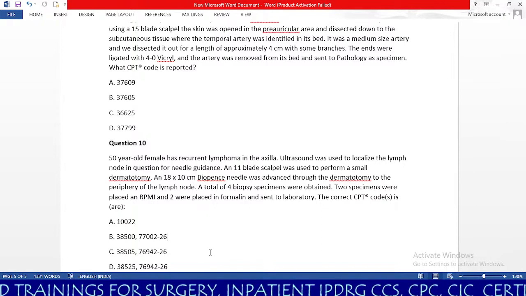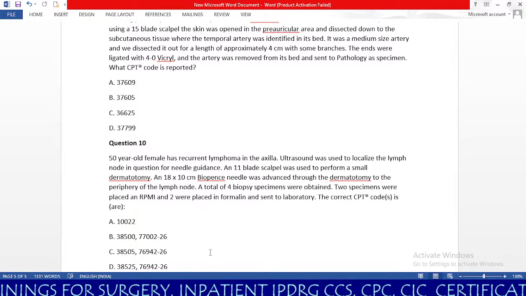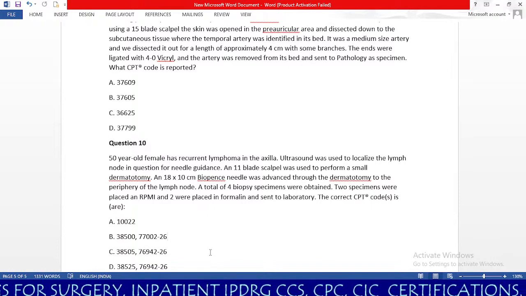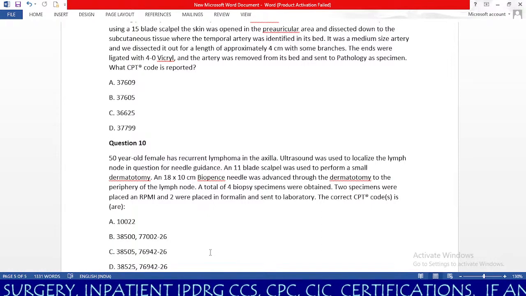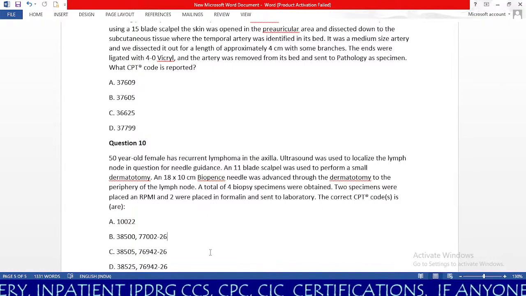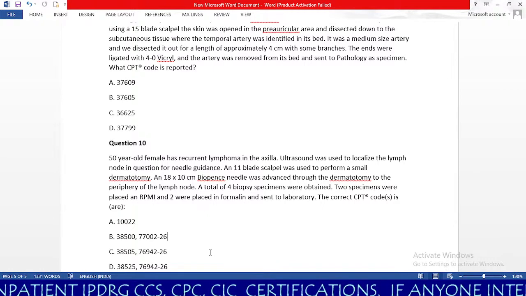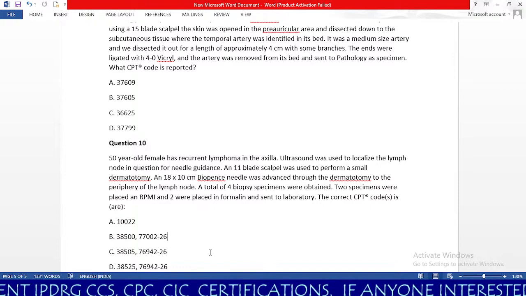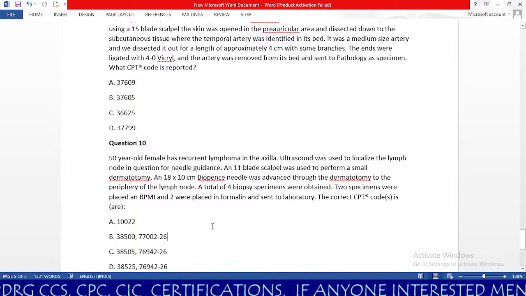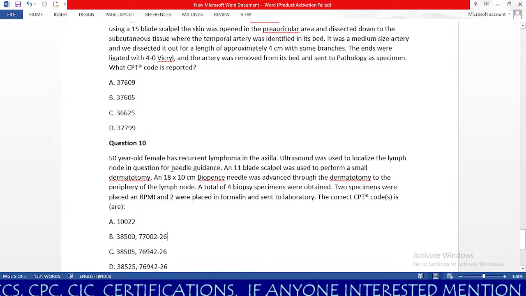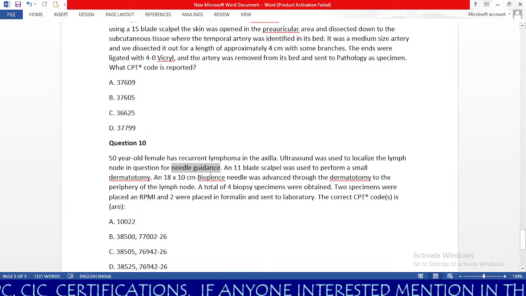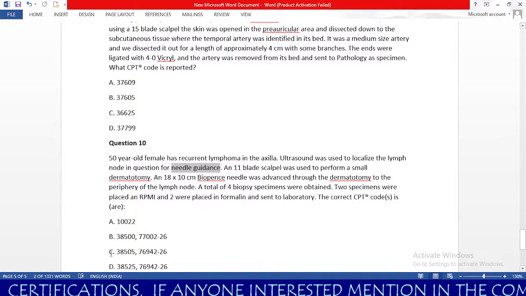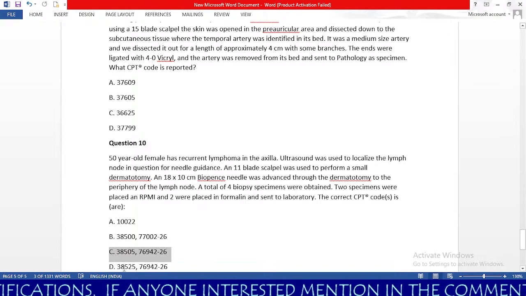Yeah, we need to check C and D. This code description: 505 and 525. 505 is by needle, superficial. 525 is open, deep axillary node. So basically, based on our operative report, the physician mentioned needle. So here we need to take this one. See the correct answer here.